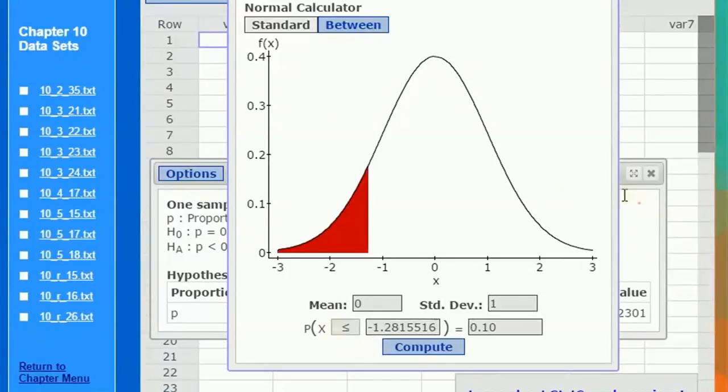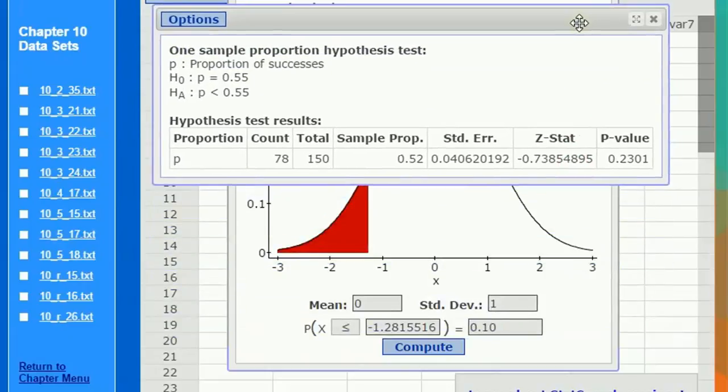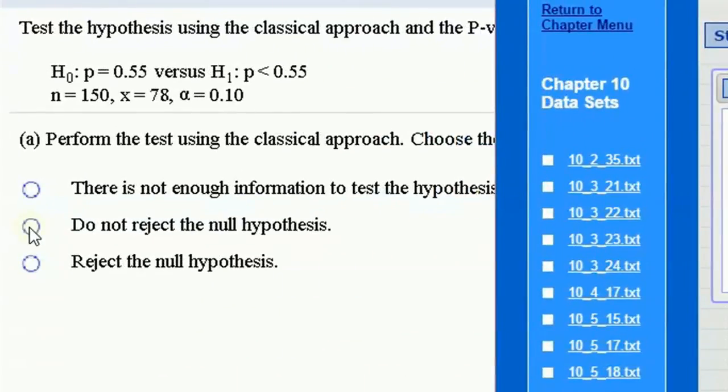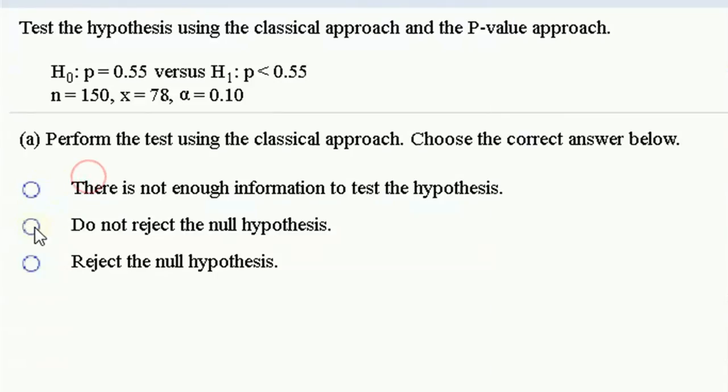I'm going to take my hypothesis test results and bring it right above. So I have a z-statistic of negative 0.7385, and I have a cutoff of negative 1.28. So I have to ask myself, would this z-stat fall into the rejection region? And my answer is no, it would not. It's going to be somewhere around here. So I would fail to reject the null hypothesis. I do not reject the null hypothesis.